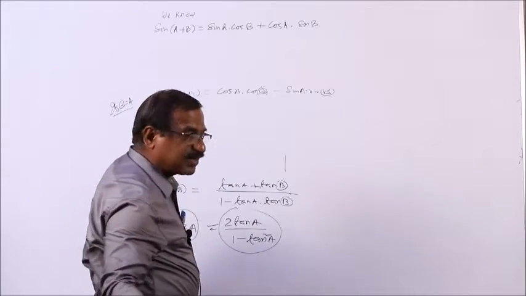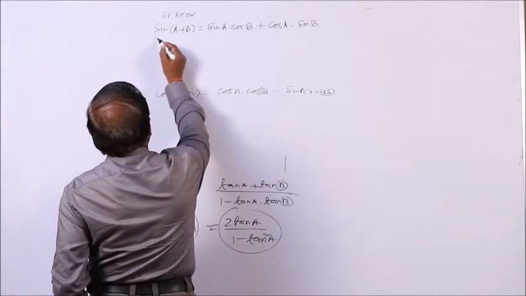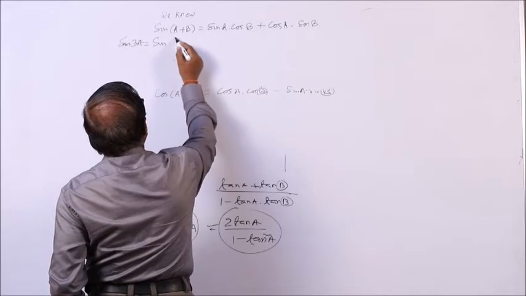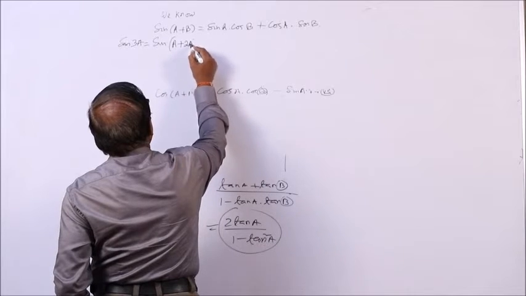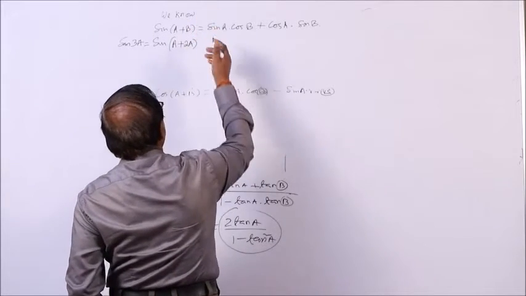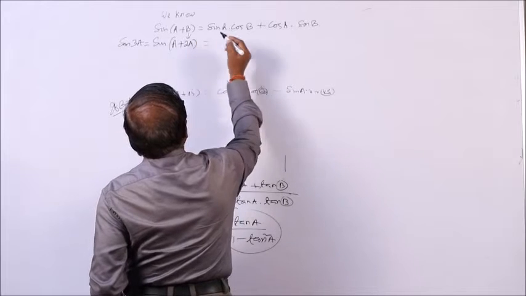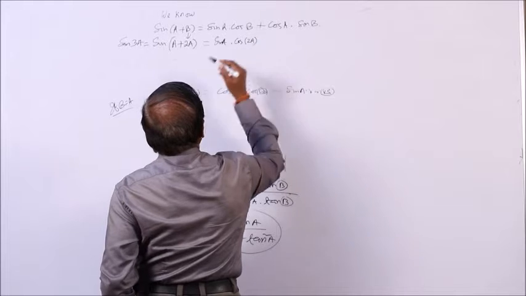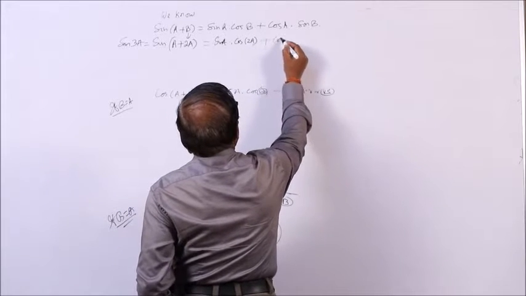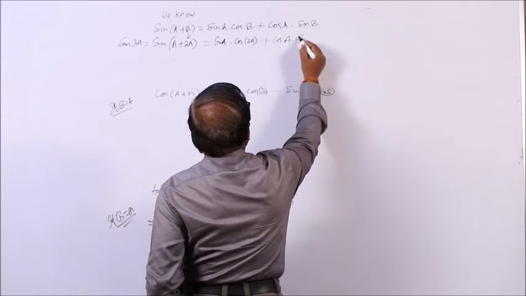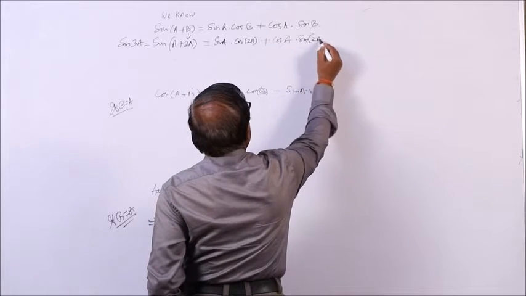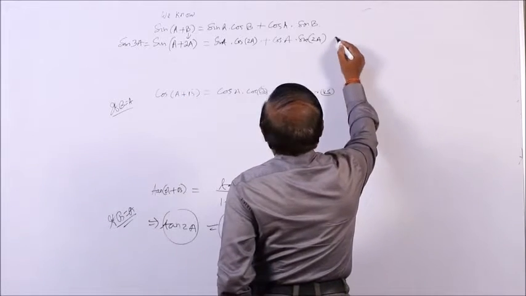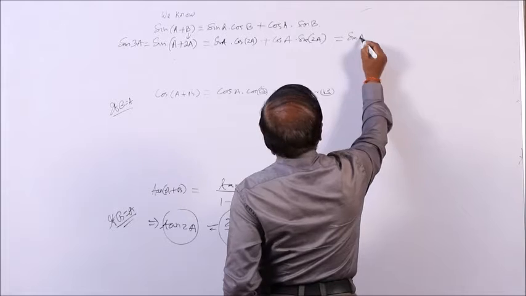Now we are interested to find sin 3A. You see, sin 3A is what? Sin (A plus 2A). We apply this same formula here. B is taken as 2A: sin A into cos B plus cos A into sin B. So, what you will get here, please see, sin A.